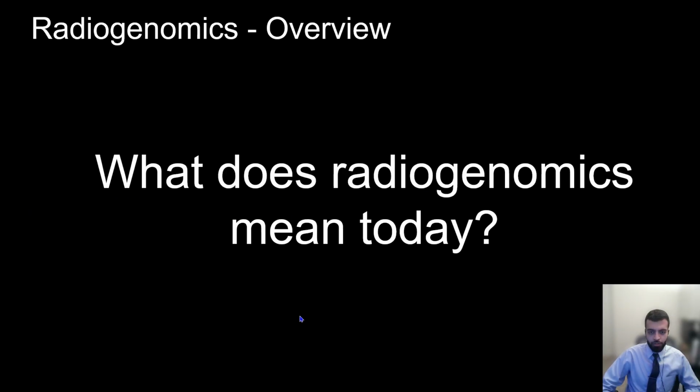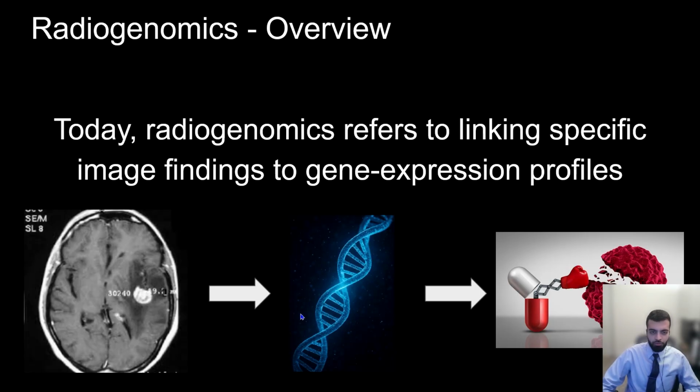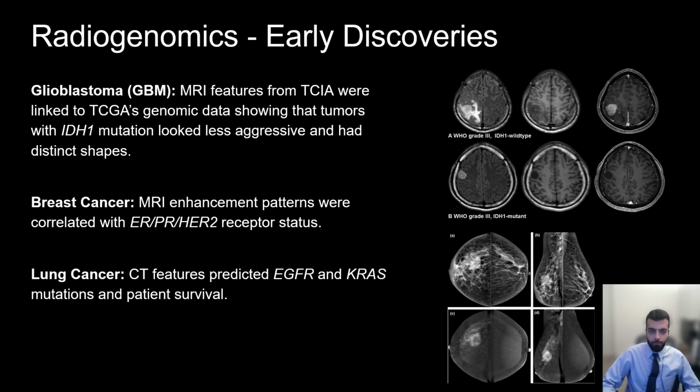Today, though, radiogenomics has shifted into becoming a much more high-tech modality that is more applicable to the modern field of diagnostic radiology and medicine. Today, radiogenomics more so refers to being able to tell a patient's genetics just based on an image alone. So an example of that would be like being able to tell that breast cancer is HER2 positive just based on MRI findings.